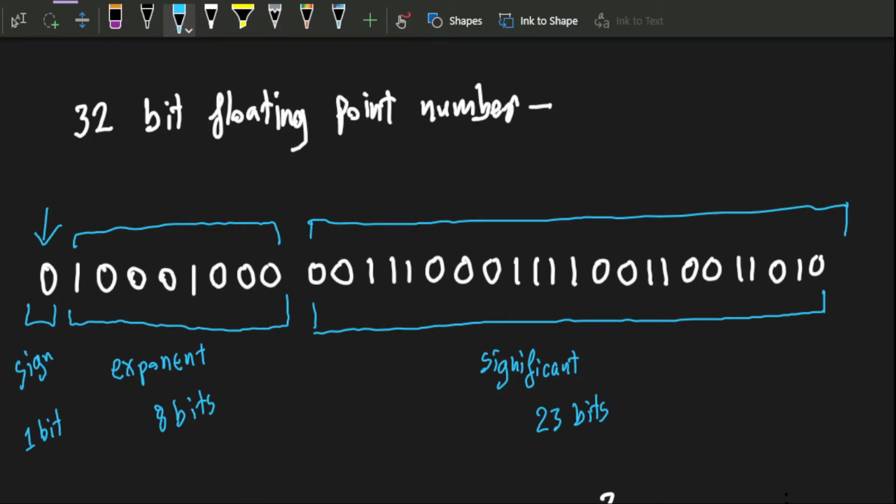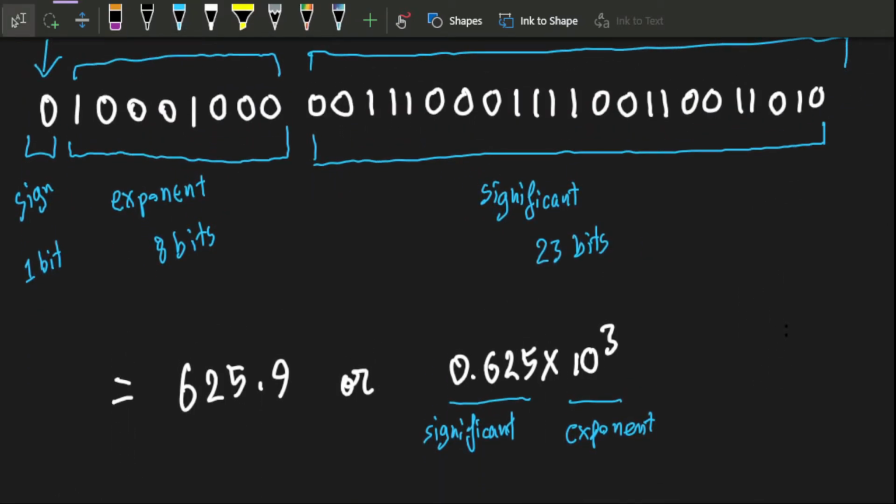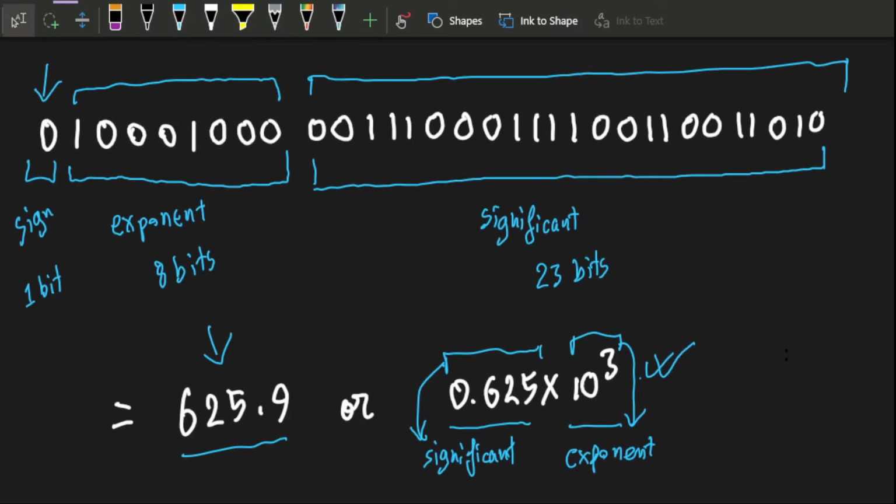But what are the exponent and significand? If we look at this example, this number is this one. It is representing a floating point number. If we write this floating point number like this, this part is the significand, and this part is the exponent. So that is what we are representing by the 32-bit numbers here.